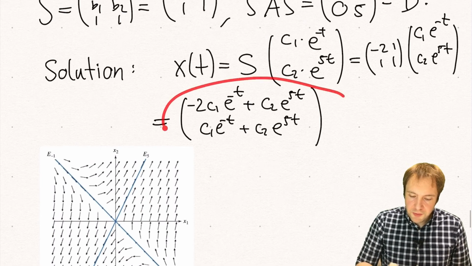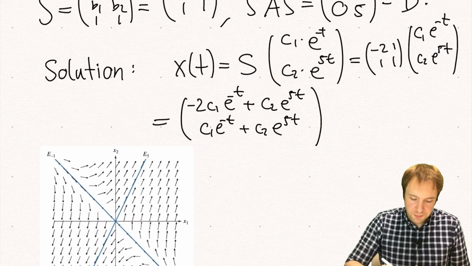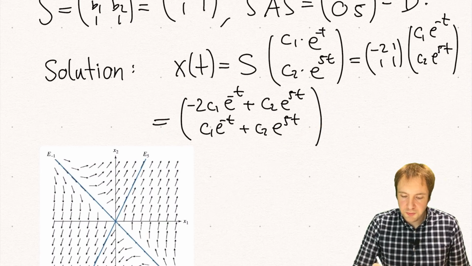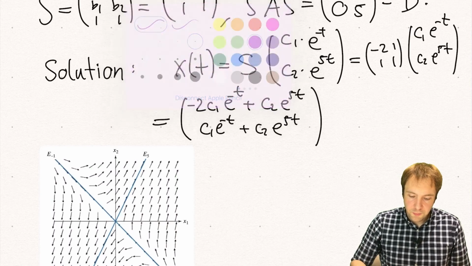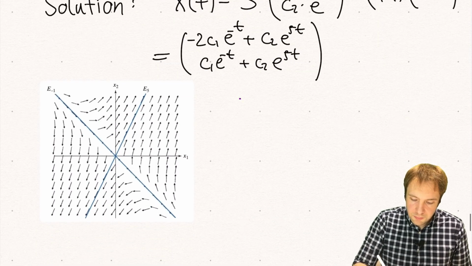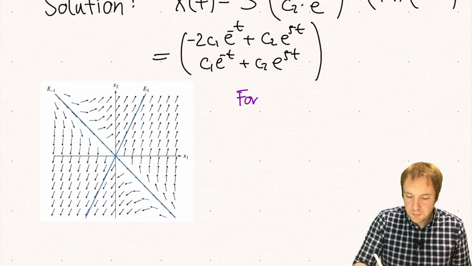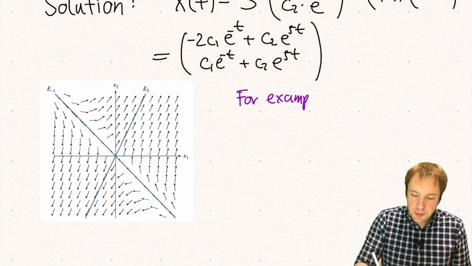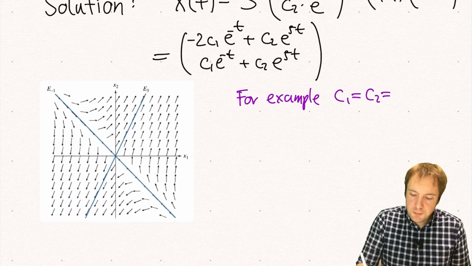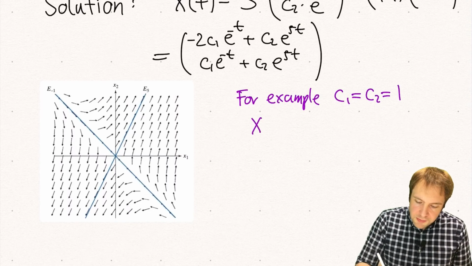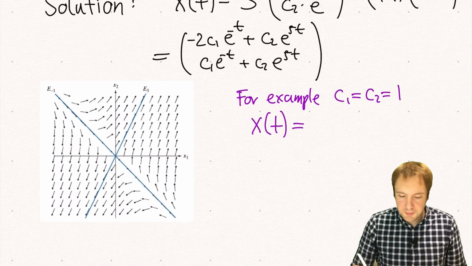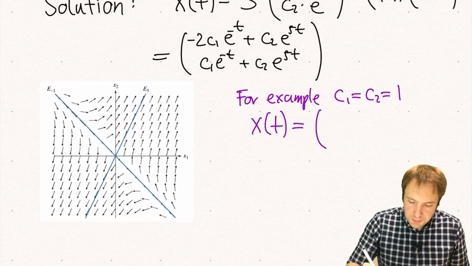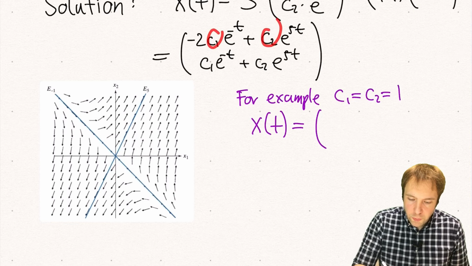So any of our solutions here, if we choose C1 and C2, so let's do this. For example, when I say C1 and C2 equal 1, then the solution of our dynamical system is given by, well, I just need to plug in 1, 1 here.